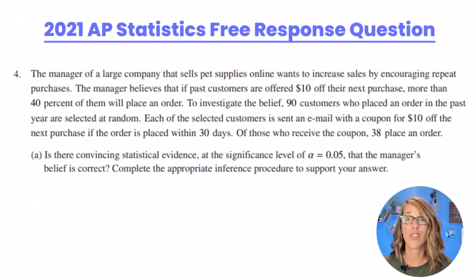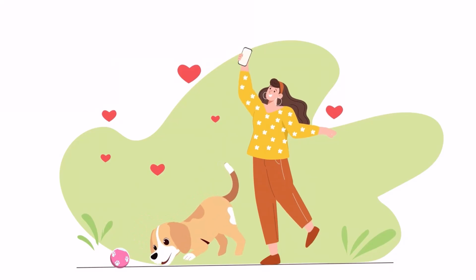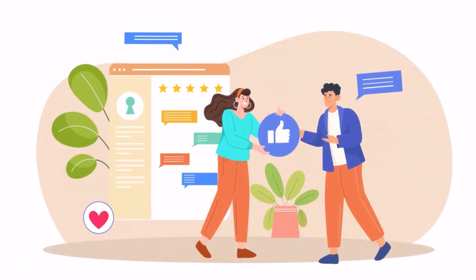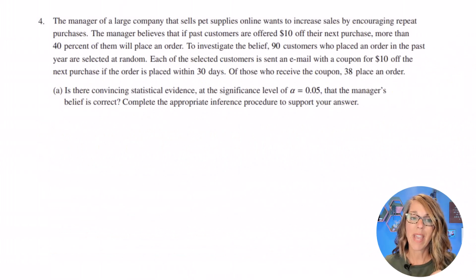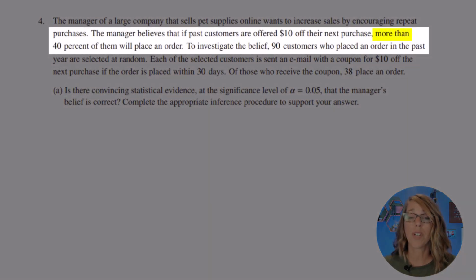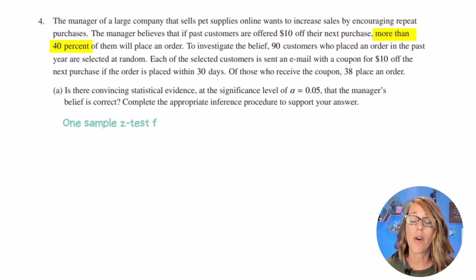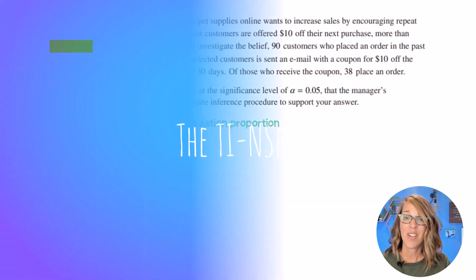The TI-Nspire is going to make this hypothesis test so easy. Let's go ahead and get started deciding what type of a test this is. So we've got a manager of a large company that sells pet supplies. They want to increase sales by giving these $10 coupons to past customers, hoping that they'll come back in and make another sale. The manager believes that more than 40%, okay, right off the bat, I've got a percentage. So I know that this is going to be a one sample Z test for a population proportion.